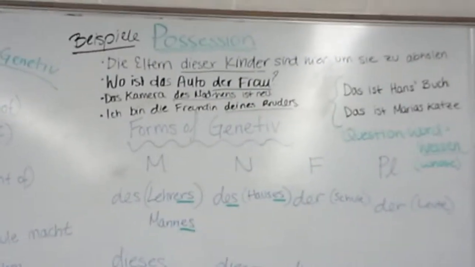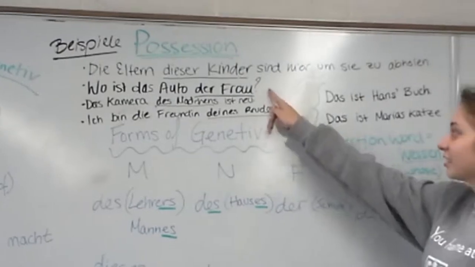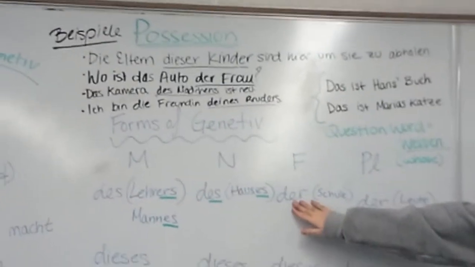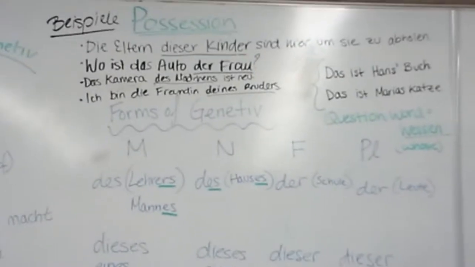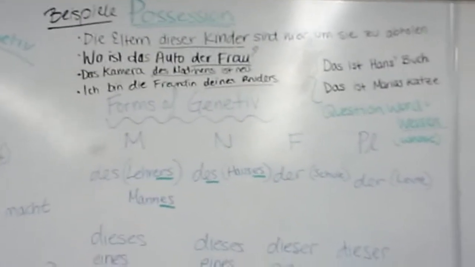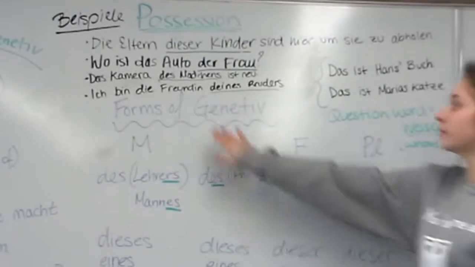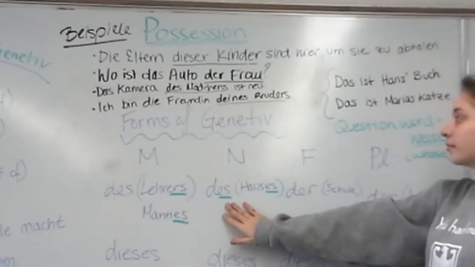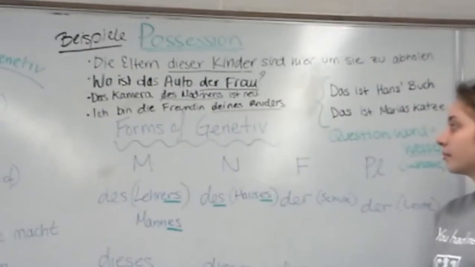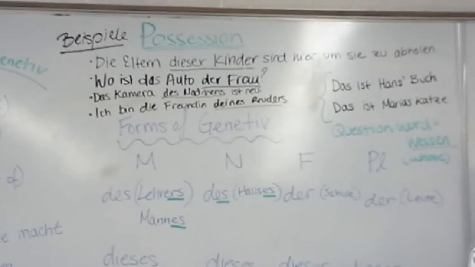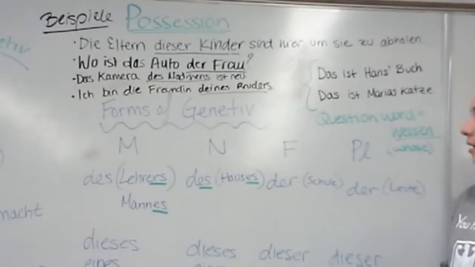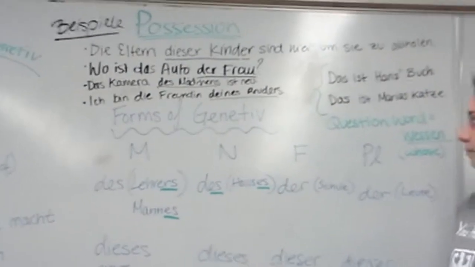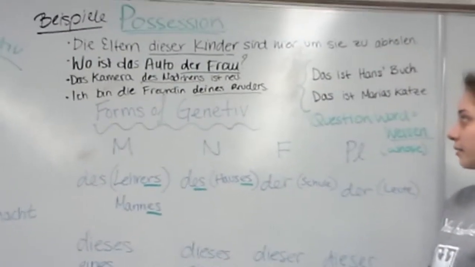Wo ist das Auto der Frau? The genitive part here is der Frau, showing possession: the car of the woman. Die Kamera des Mädchens ist neu. So, the camera of the girl is new, the girl's camera. And Ich bin die Freundin deines Bruders. Again, the friend of the brother, showing possession.